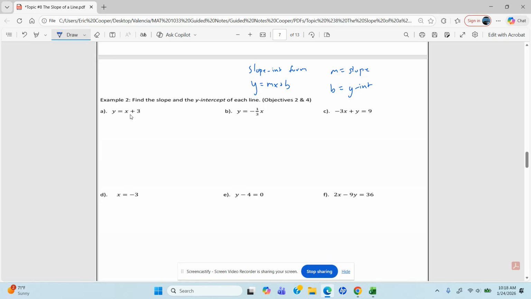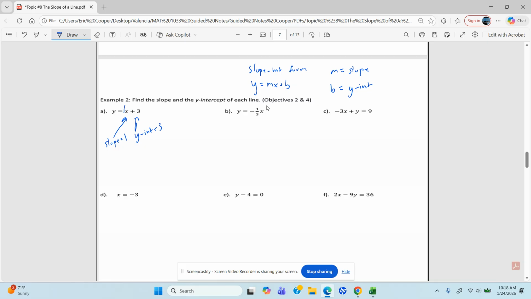So for example, in A, y equals x plus 3. 3 will end up being the y-intercept. And this value here will be the slope. Now there's no number written here. We remember there's no number. It's really a 1. So the y-intercept in this case is 3. And the slope is just 1.